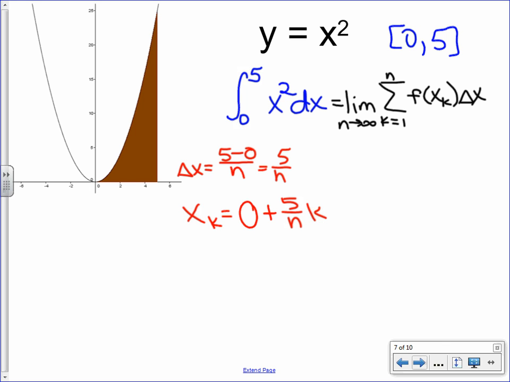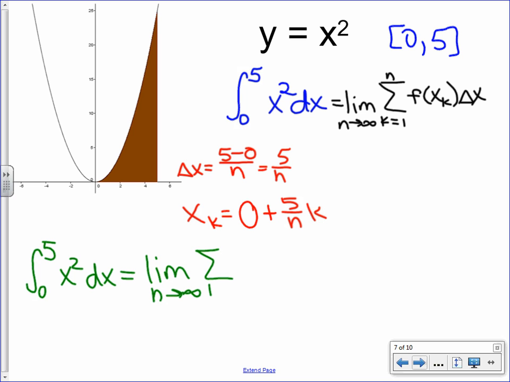Okay, so let's see. The integral from 0 to 5 of x squared dx is, we're going to take the limit as n approaches infinity of the sum k equals 1 to n of f of x of k. That means we're plugging this in for f. Does that 0 really need to be written? No. So we're taking 5 over n times k and plugging it in for x squared times delta x.